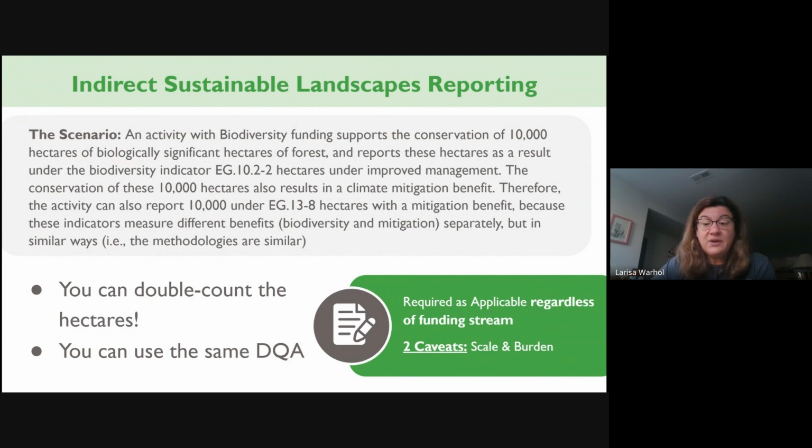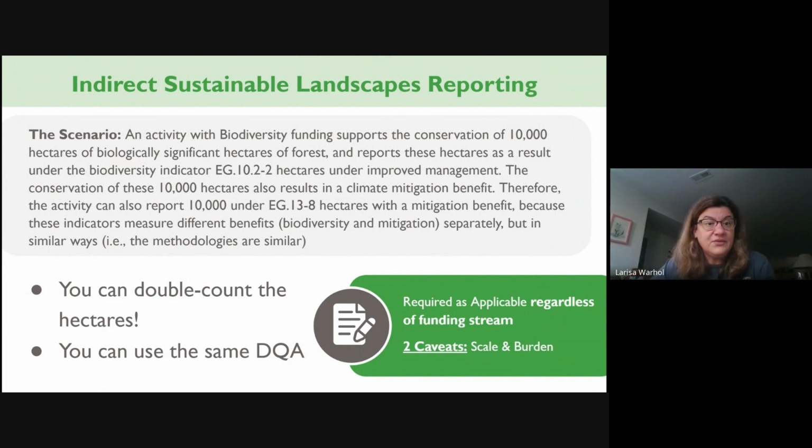You basically can review if it's applicable and meets the definitions of EG.13.8. You can be reporting on EG.13.8. We say you can double count, but we don't really actually consider it double counting. It's two different funding streams, and if it's applicable to hectares that are going to reduce greenhouse gas emission reductions, then it can also be applicable as hectares under improved management. So from our side, these hectares are actually having two different outcomes.